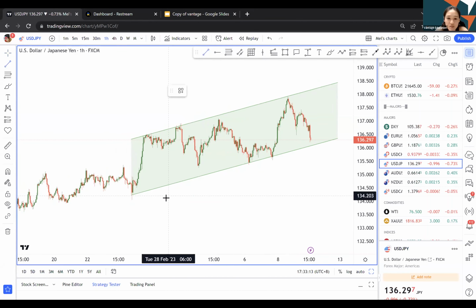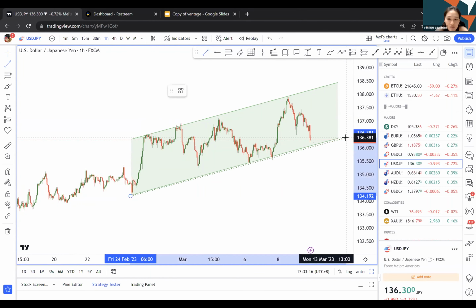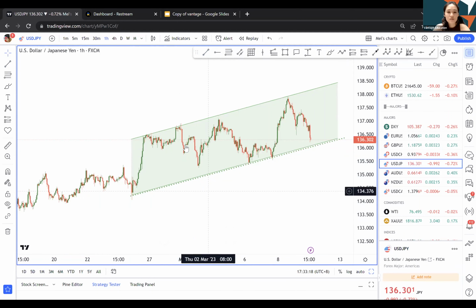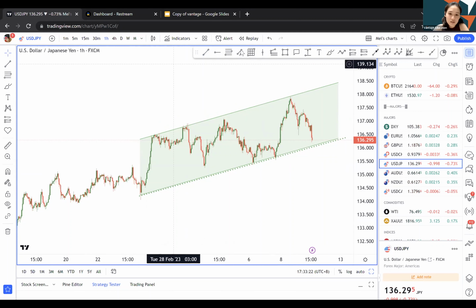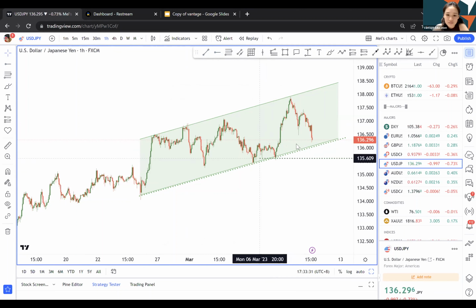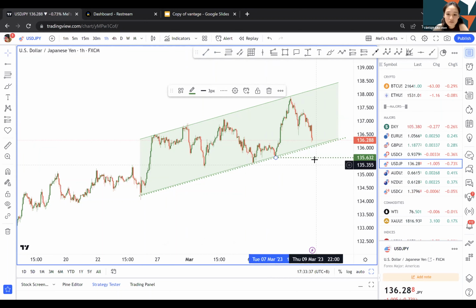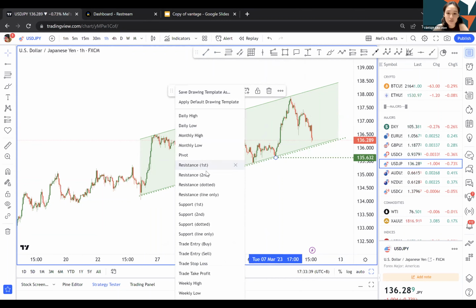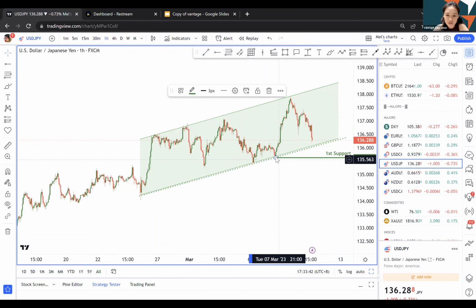So we also have an ascending trend line. So we have very strong bullish momentum for our dollar yen over here. Now let's take a look at some support and resistance levels. A typical rule of thumb for your first support level, we want to have it at the swing low that's closest to where current price is, which is over here.